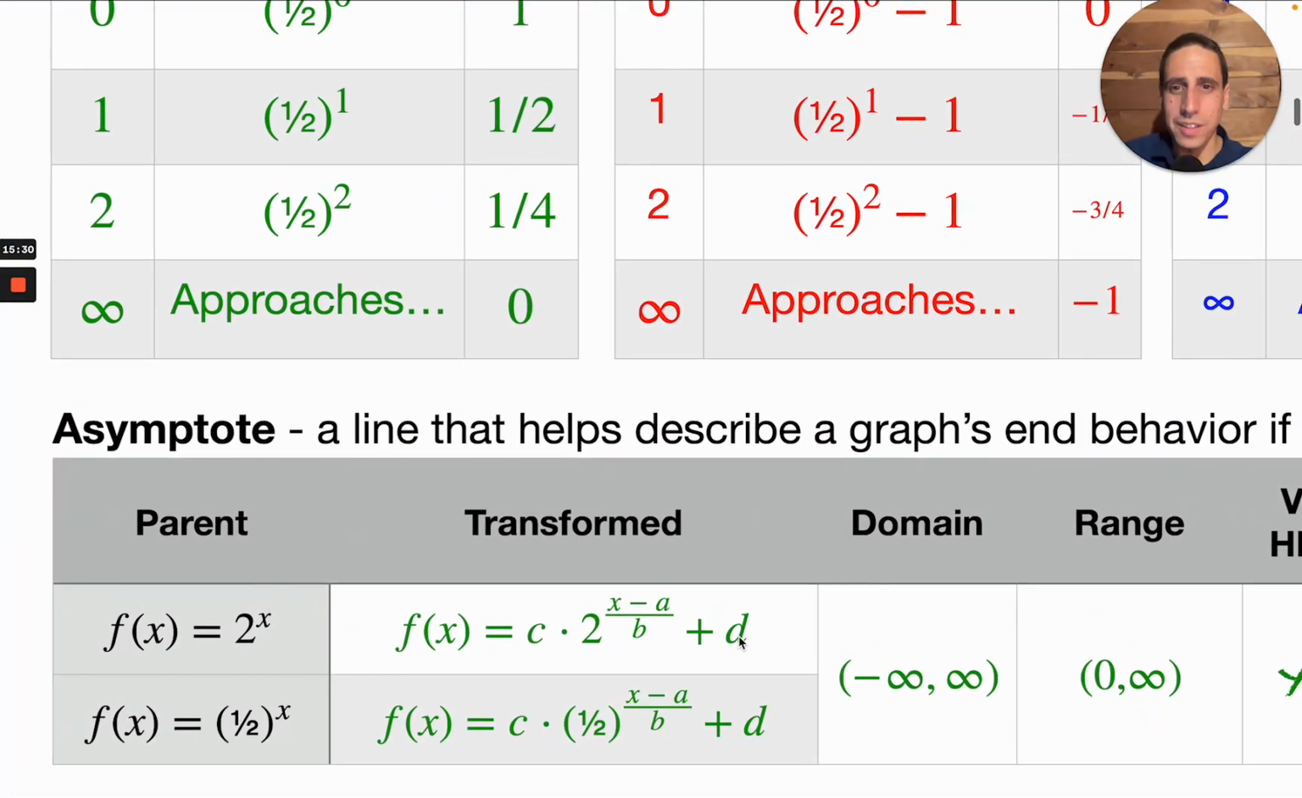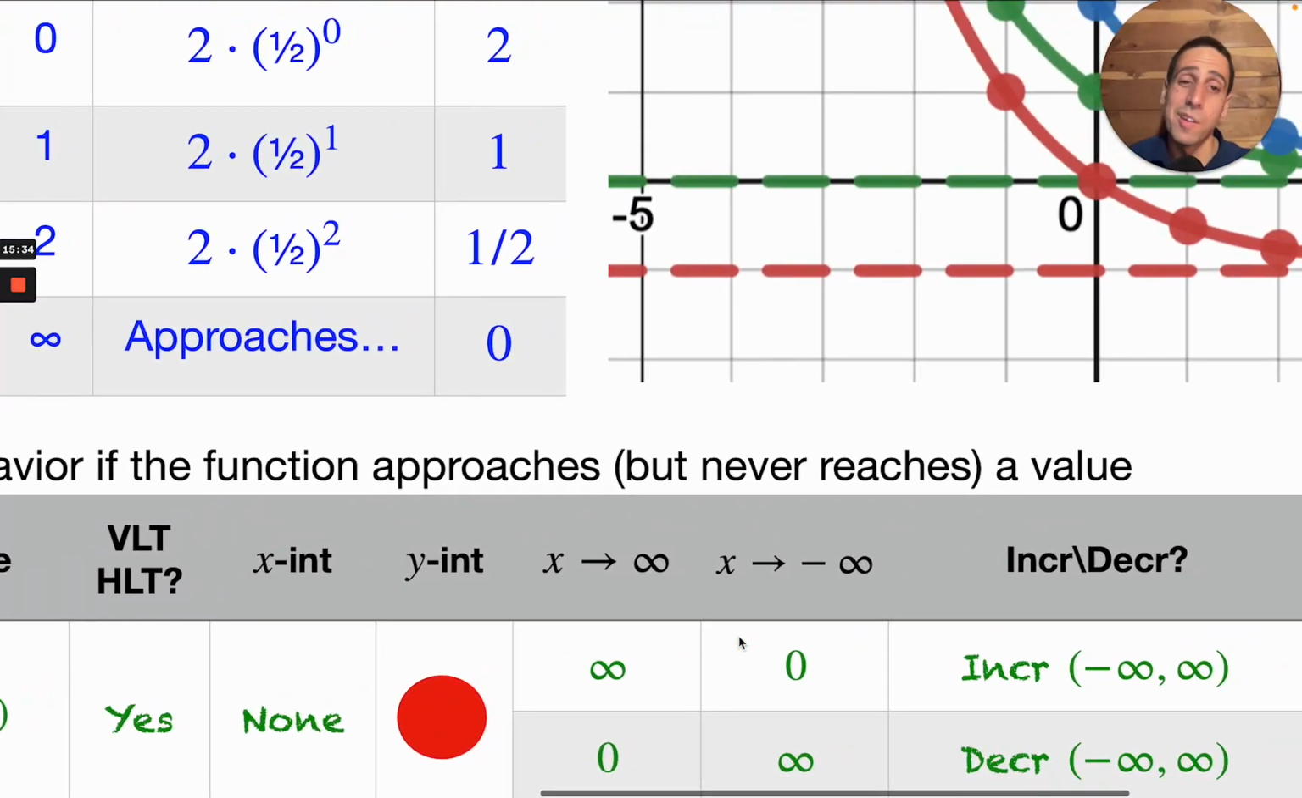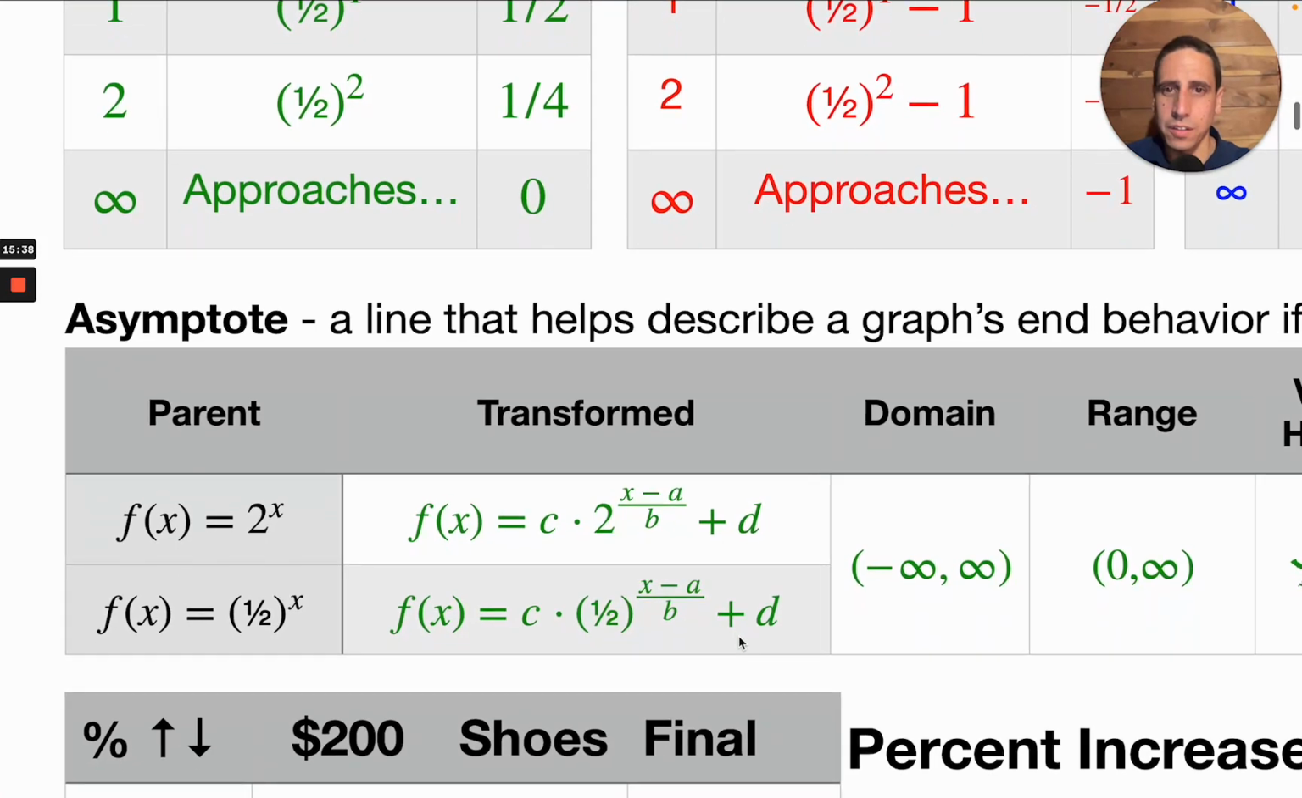An asymptote is a line that helps describe a graph's end behavior if the function approaches but never reaches a value. Let's take a look at these. Let's talk about them individually. So here's the parent function, 2 to the x. If you had a c value or a d value here, those would be vertical dilations and shifts, and then a and b's on the inside would be horizontal dilations and shifts.